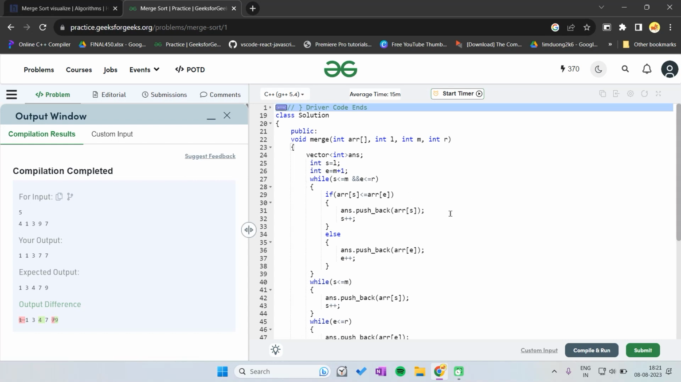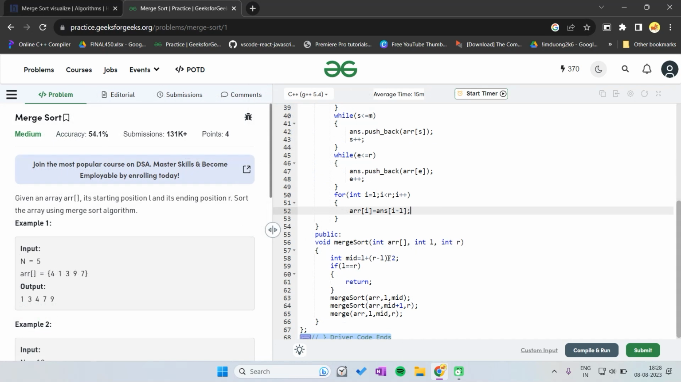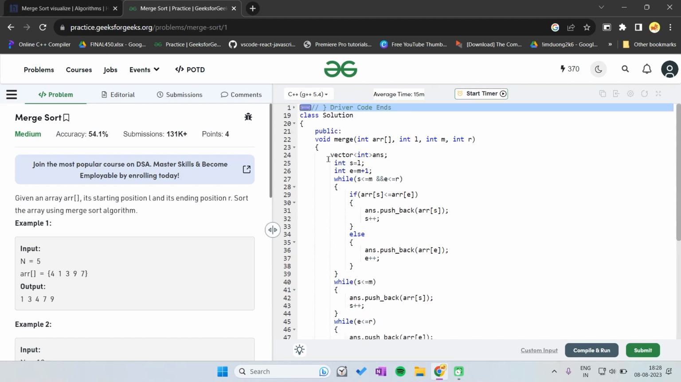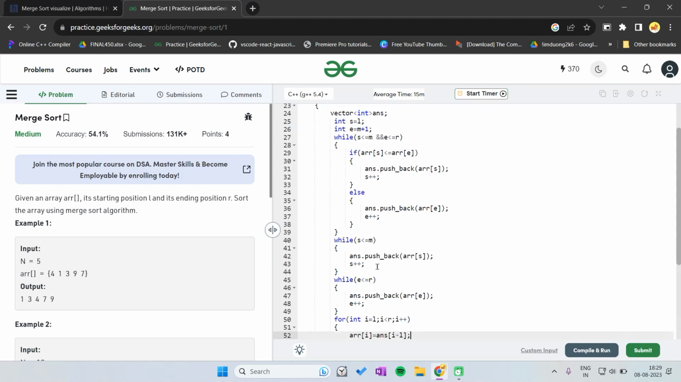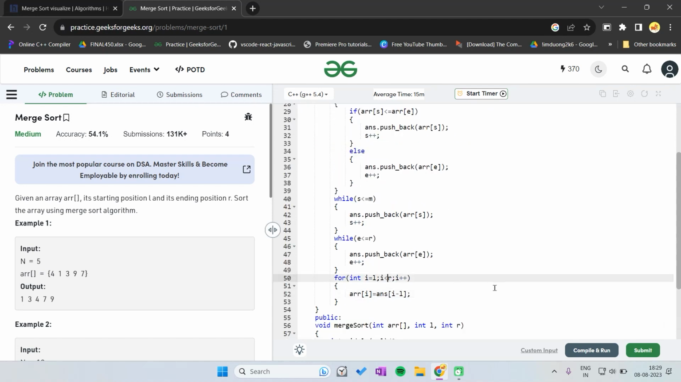let's find out. Let's see. So it's mid, first find mid, then recursive calls, then merge. L to mid, mid plus 1 to R, then the merge function. Answer with s as L and e as mid plus 1. So there is an error. So yeah, we solve this, and ARR of I equals answer of I minus L.